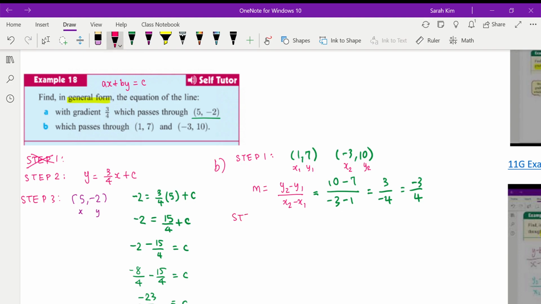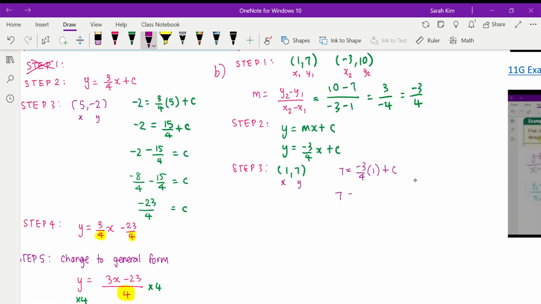Step 2 was to write it into my equation. So let's give that a go. My equation is y equals mx plus c, and then I just replace that m with the minus 3 over 4. Alright, step 3 is using one coordinate. I'm going to choose this coordinate 1, 7, and then substitute it into the equation. So I get 7 equals minus 3 over 4 times 1 plus c. So I get 7 equals minus 3 over 4 plus c. So I just have to rearrange to find c.